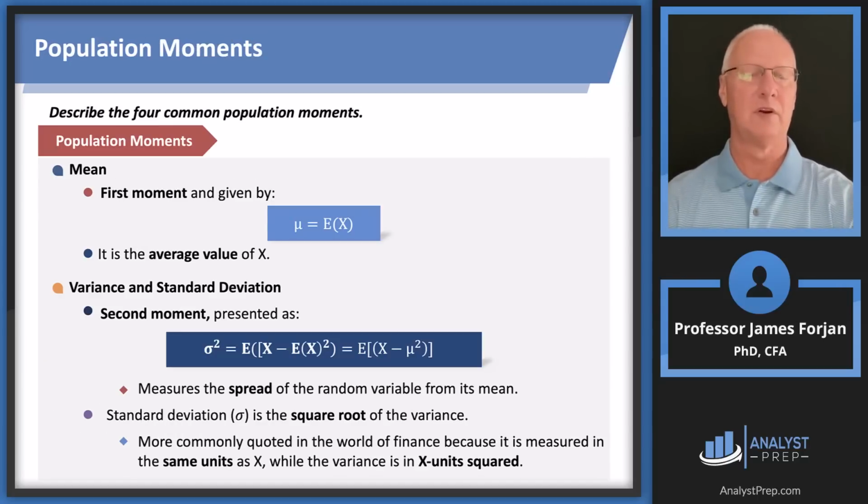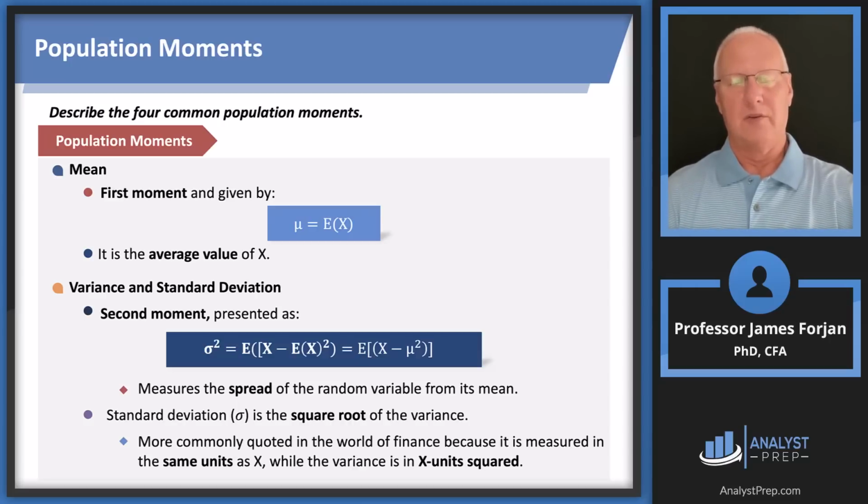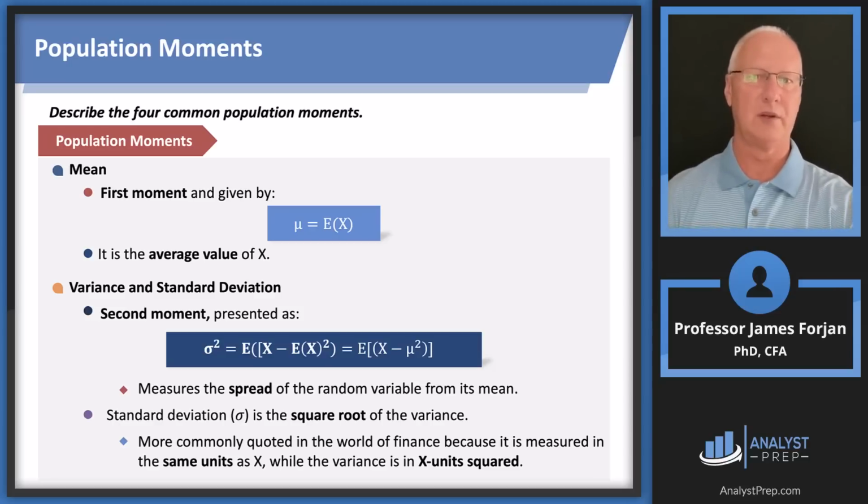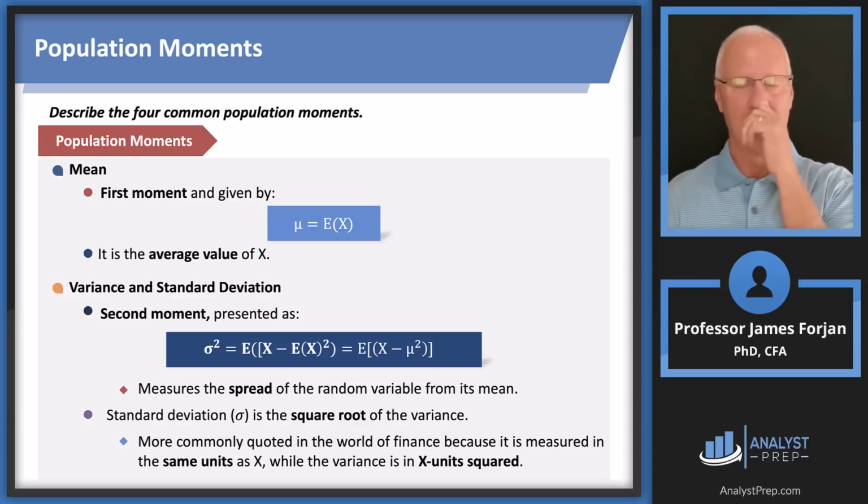So let's hit this learning objective on the 4 moments. I told you there's the mean. So there's the mu, that's the expected value of x. There's the standard deviation. Remember, standard deviation is simply a measure of the degree of error.